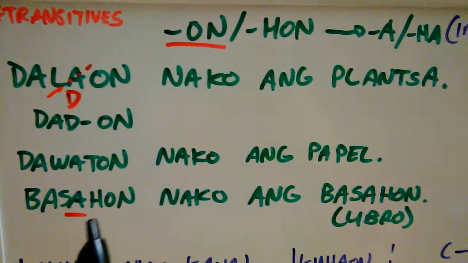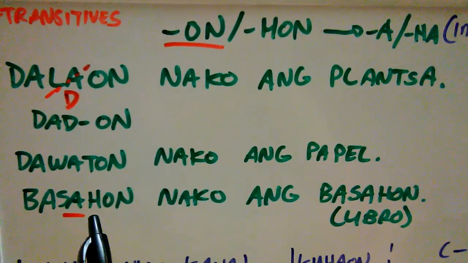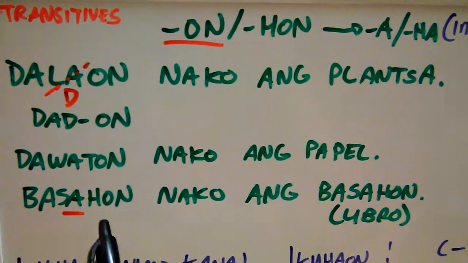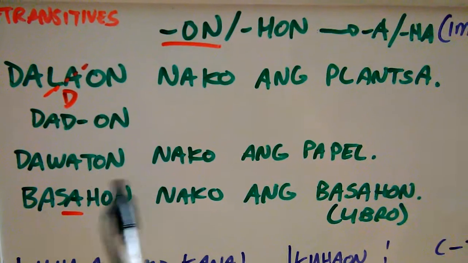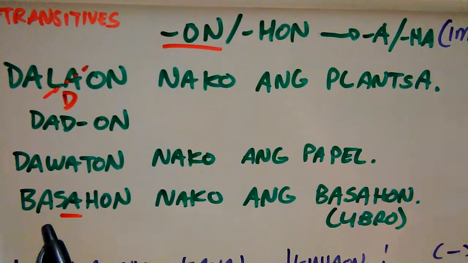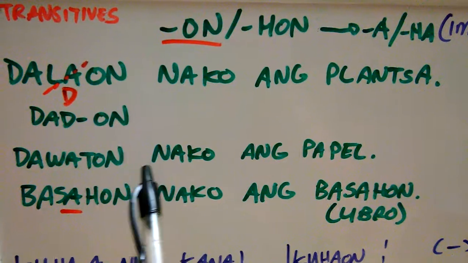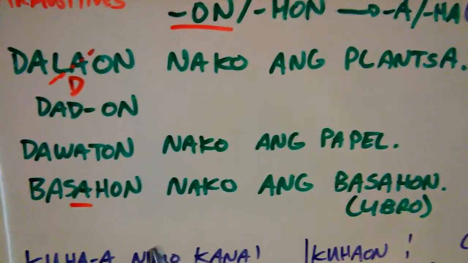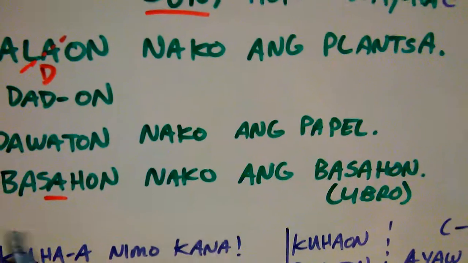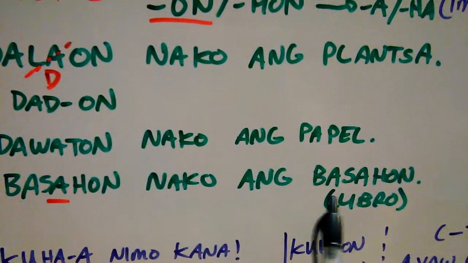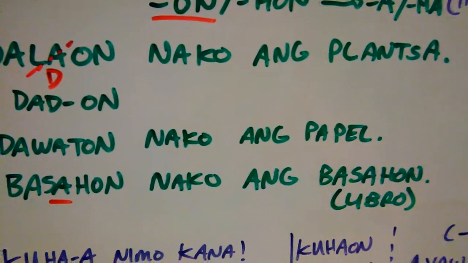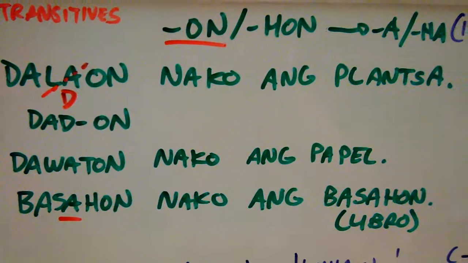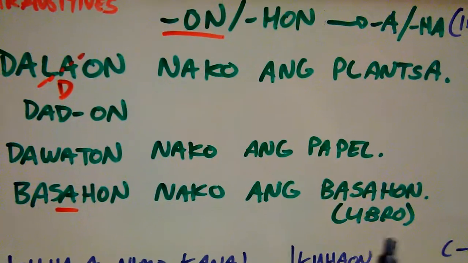And the last one is basa. Basa doesn't end in a glottal stop or a stressed vowel, so we use hon. Basahon, right? Because now we have the stress on the last syllable. Dawaton, dadon. So, basahon nako ang basahon. I will read the book. Again, you can use libro, but I also put basahon just to make it clear, I guess.